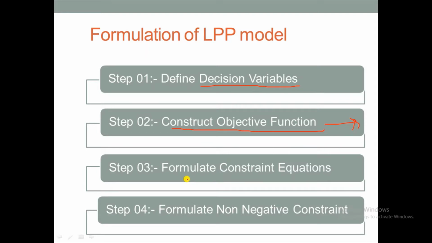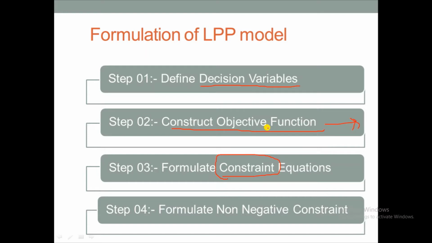Now the third step is the formulation of the constraint equations. Constraint means limitations. We have already constructed the objective function. The objective function is obviously going to give the solution, but that objective cannot be achieved without any limitations, because whenever we want to achieve something, there are going to be limitations. The limitations may be the environmental conditions, financial constraints, labor constraints, or time constraints. Such constraints are going to limit the objective function.